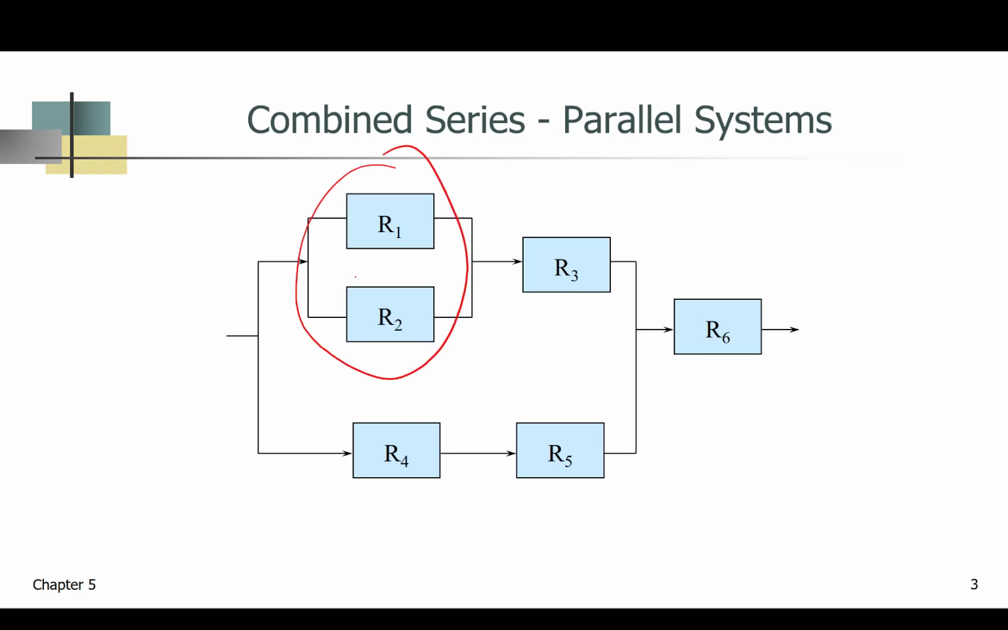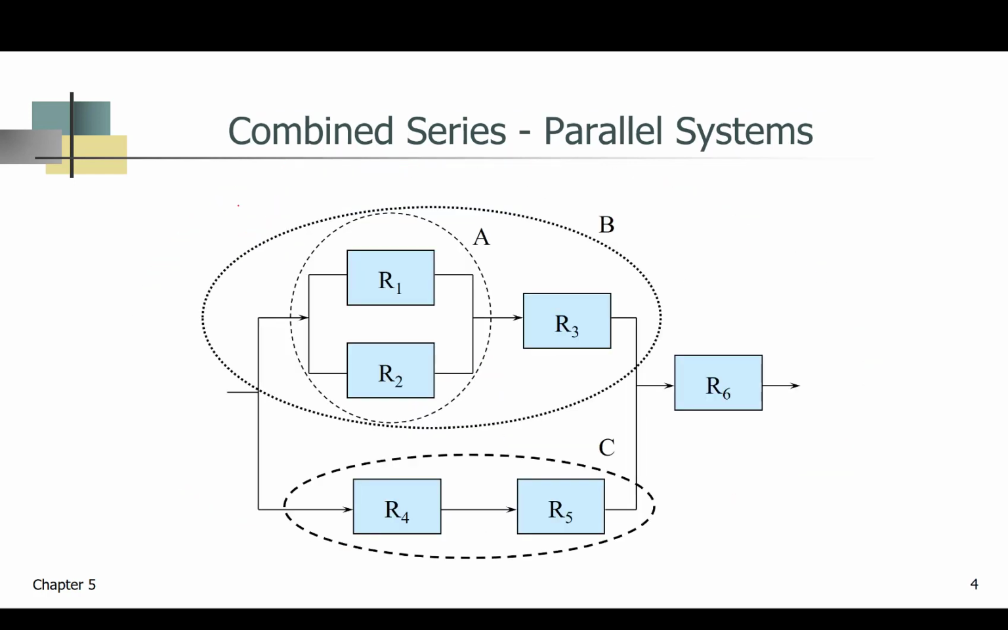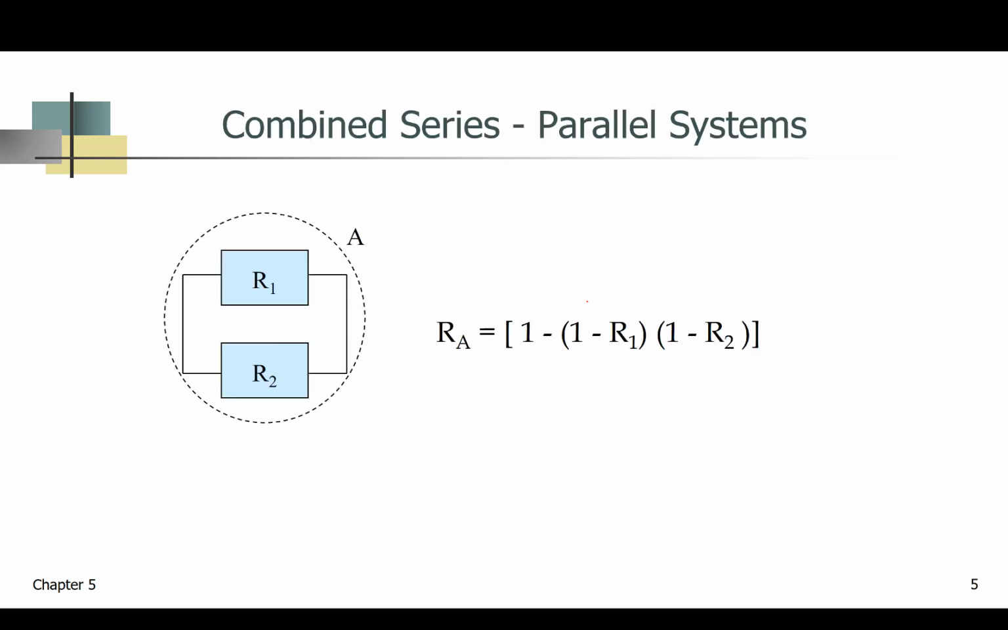We have R1 and component 1 and 2 that are in parallel. They form a series with 3, 4, and 5, which are in parallel form, are in series, and then the whole thing is the system. So we're going to designate A to be the outcome for 1 and 2, B to be the outcome for A and 3, and work it accordingly.